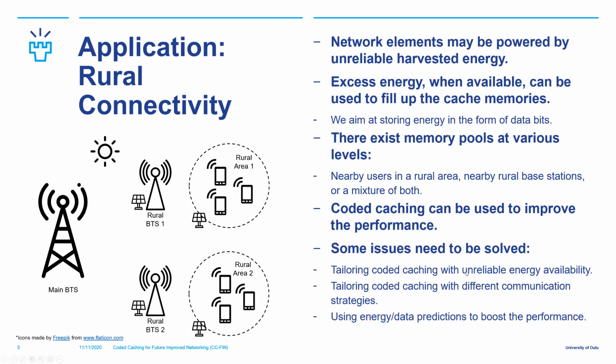Of course, there are some issues that need to be solved. First, we need to tailor coded caching to unreliable energy availability. We need to tailor coded caching to different communication strategies. For example, these rural base stations can be simple relays or intelligent devices with coding and decoding ability. So we have to modify original coded caching schemes to work perfectly for this scenario. And then we can also use energy or data predictions to boost the performance. If we have this extra information, how can we use it?